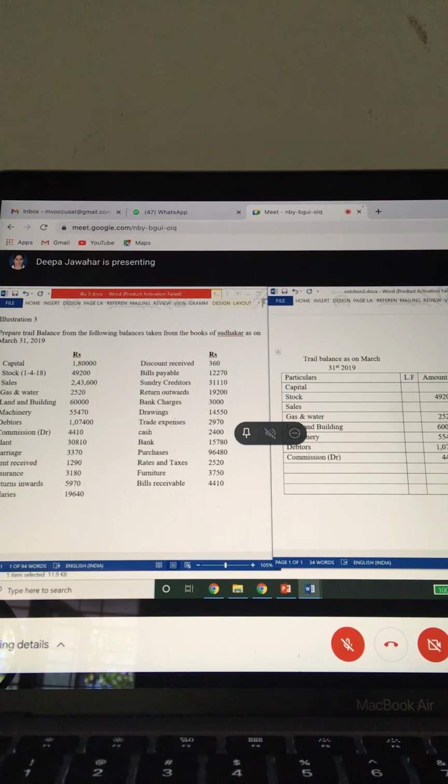Commission. Next is plant. Plant is an asset. You can write plant in the debit.